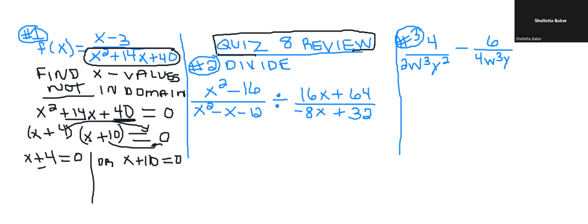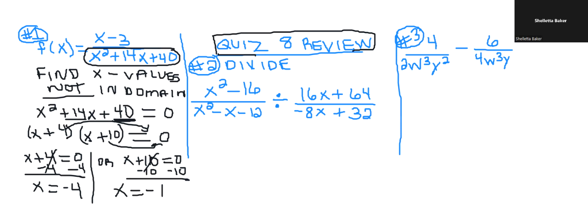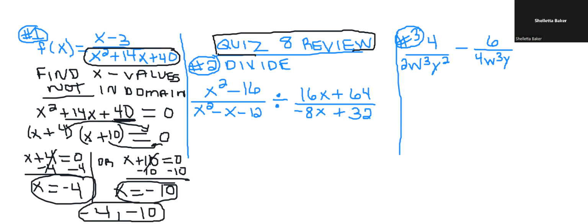We're going to solve both equations. On the left side, we subtract 4 from both sides and get x equals negative 4. Or on the right side, we subtract 10 from both sides, and x equals negative 10. So the values of x that are not in the domain are negative 4 and negative 10. Any other number we could substitute for x except for negative 4 or negative 10.